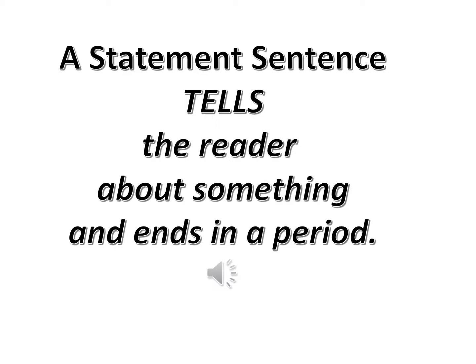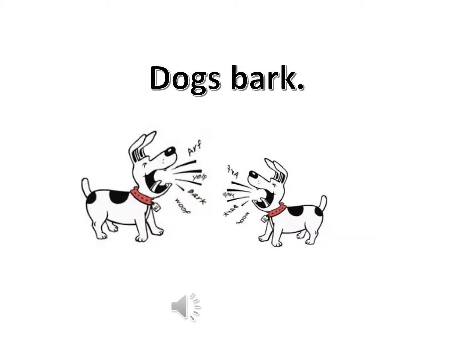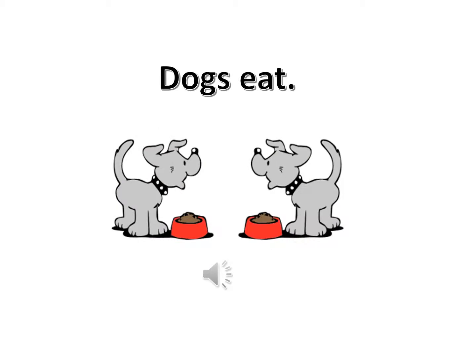So let's take a look at how these two parts work when the sentence is a statement. Now remember that a statement sentence tells the reader about something, and it ends in a period. So for example, this sentence is a statement. Dogs bark, period. And this sentence is a statement. Dogs eat, period. This sentence is a statement. Dogs eat and dance, period.